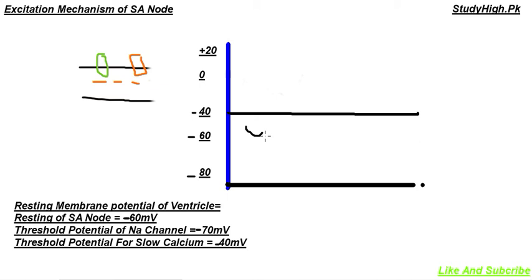Then, because its cell membrane is leaky to sodium and calcium ions, the accumulation, or movement, of sodium and calcium ions towards the inside of this cell will result in a slow increase in the inside resting membrane potential. And when it reaches minus 40, what is minus 40?